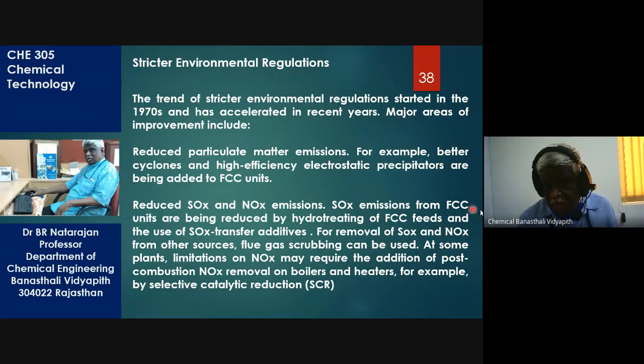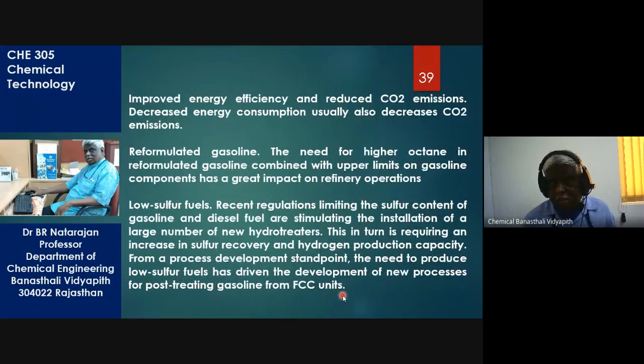This sulfur oxide emission from FCC is reduced by hydrotreating of the FCC feed and use of SOx transfer additives. And for removal of sulfur oxides and nitrogen oxide from other sources, flue gas scrubbing may be used. At some plants, limitations on the nitric oxide may require addition of post-combustion nitric oxide removal on boilers and heaters, for example, by selective catalytic reduction, SCR. Improved energy efficiency and reduced carbon dioxide emission. These are the environmental issues, right?